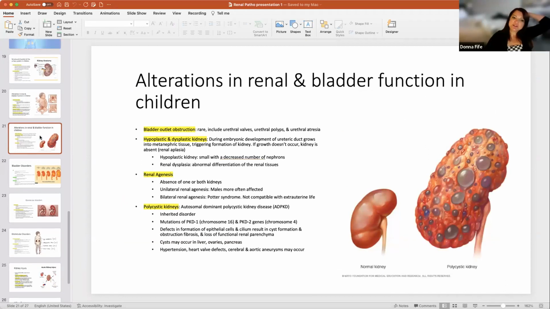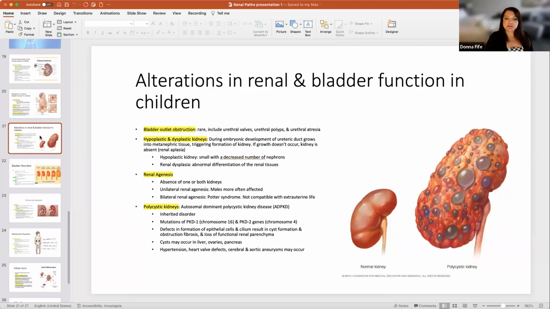More on alterations, bladder outlet obstruction. This is rare and includes urethral valves, urethral polyps, and urethral atresia. Hypoplastic and dysplastic kidneys: during embryonic development, ureteric duct growth into metanephric tissue triggers formation of the kidney, and if growth doesn't occur, the kidney is absent, or it's called renal aplasia. Hypoplastic kidney, the kidneys are small with a decreased number of nephrons. And renal dysplasia, abnormal differentiation of renal tissues. Renal agenesis, there's an absence of one or both kidneys.